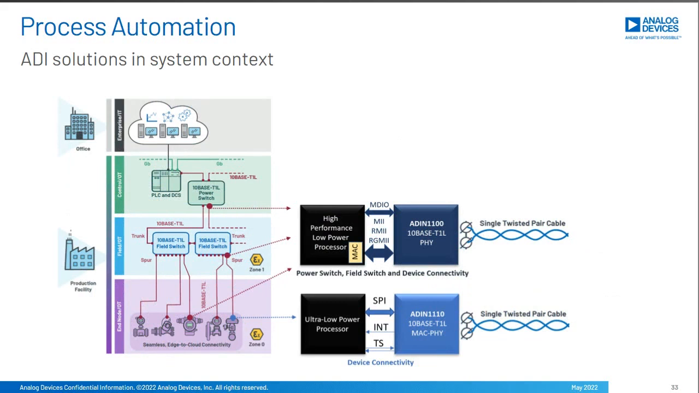Now again, for process control in other applications, ADI has two main offerings for end nodes and field and power switches. The ADIN1100, which is the 10BASE-T1L PHY, and the ADIN1110, which is the 10BASE-T1L MAC PHY device, which has a 10BASE-T1L PHY and a MAC integrated in the same chip. Now let's take a look at both side by side.